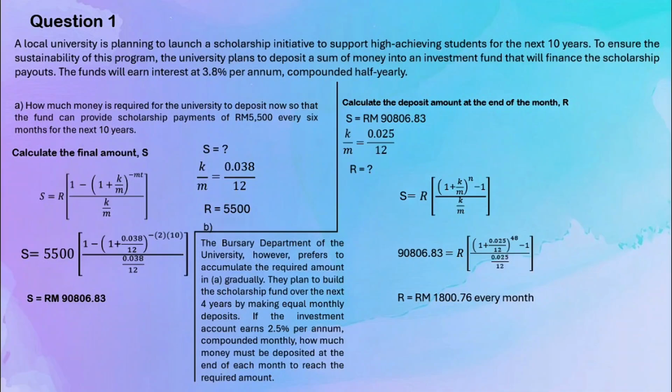Calculate the deposit amount at the end of each month. So S will be 90,806 ringgit 83 cents. K over M is 0.025 over 12, and R will be our variable. We plug into the equations and the final answer will be 1,800 ringgit and 76 cents every month.